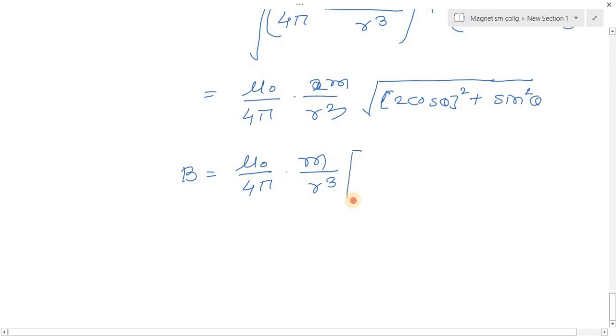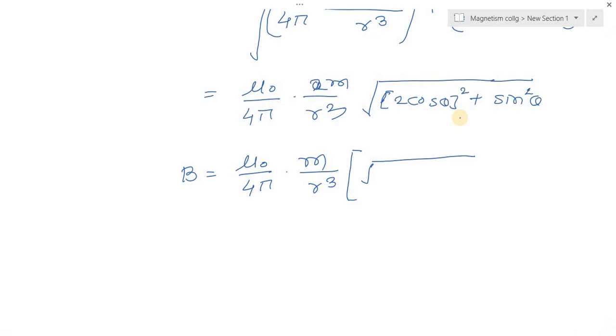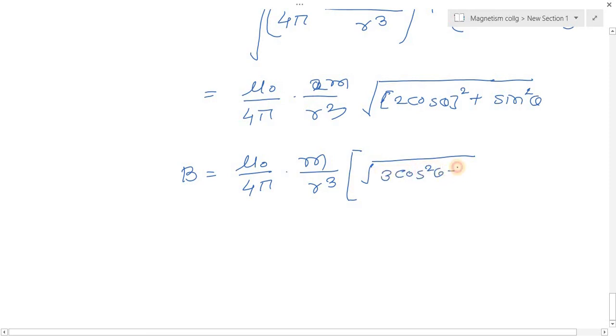Here in bracket under root, 2 cos square theta means 4 cos square theta, and instead of sin square theta we put 1 minus cos square theta. So it becomes 4 cos square theta minus cos square theta, it becomes 3 cos square theta plus 1 there. So here is the formula for the magnitude of the resultant magnetic field at any point P.